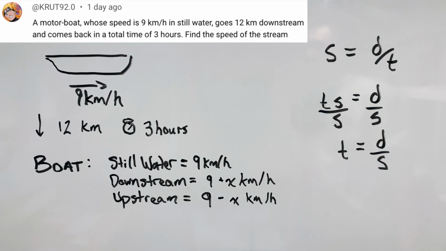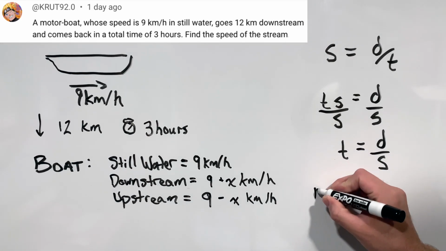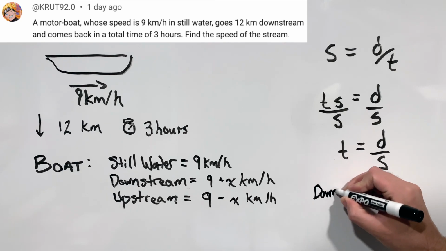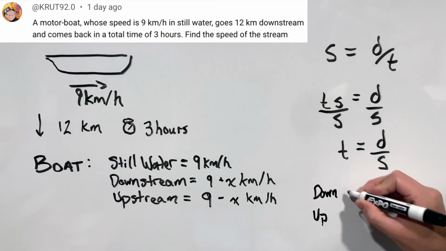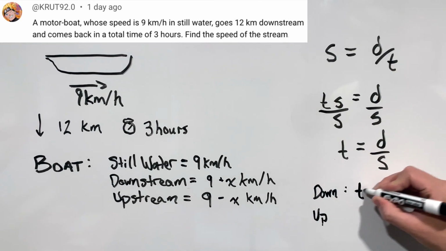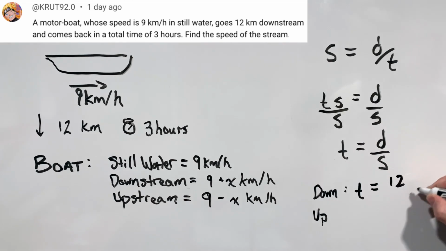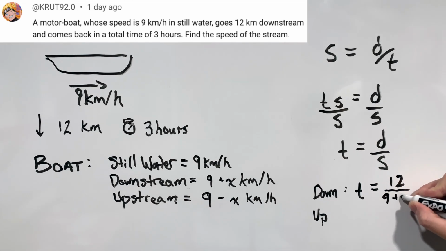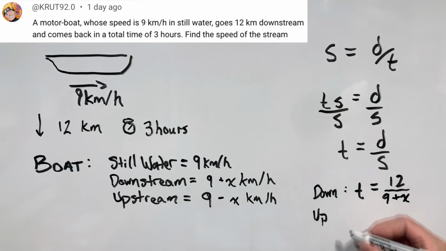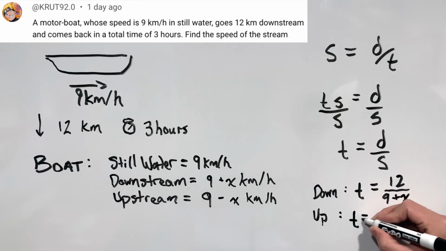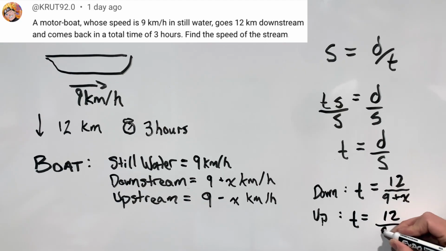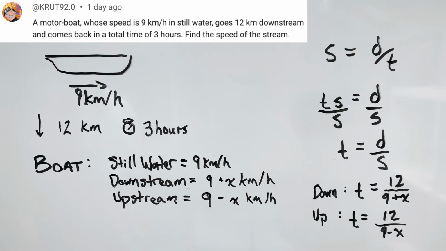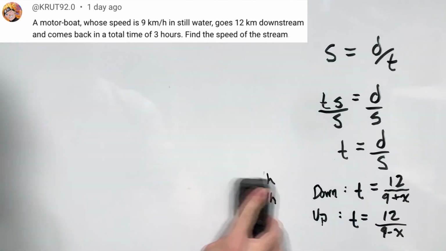Now let's go back to the information that we have from this problem and let's write out some expressions for time. Remember, we're going to have two times, one for downstream and one for upstream. So using this definition of time as distance over speed, replacing our distance of 12 kilometers in our numerator and our speed of 9 plus x in our denominator will provide us with 12 over 9 plus x as our downstream time. And for our upstream time, we're going to have that same distance of 12 kilometers, but we're going to divide by our speed of 9 minus x. So we have two expressions for time, one for downstream, one for upstream.